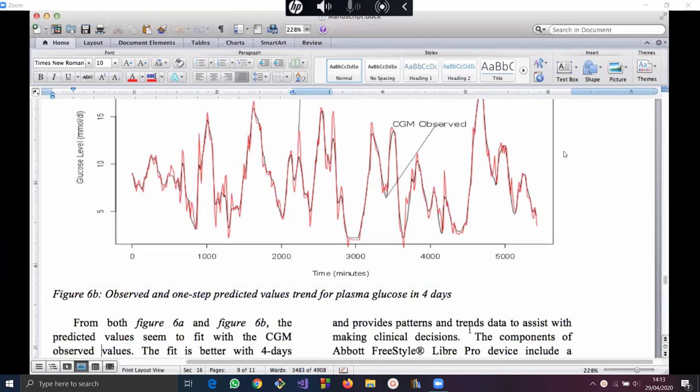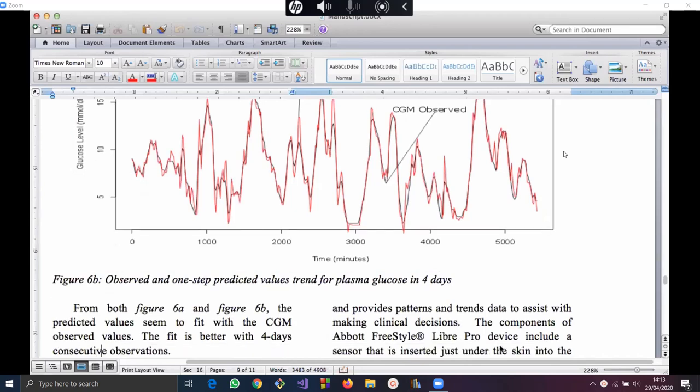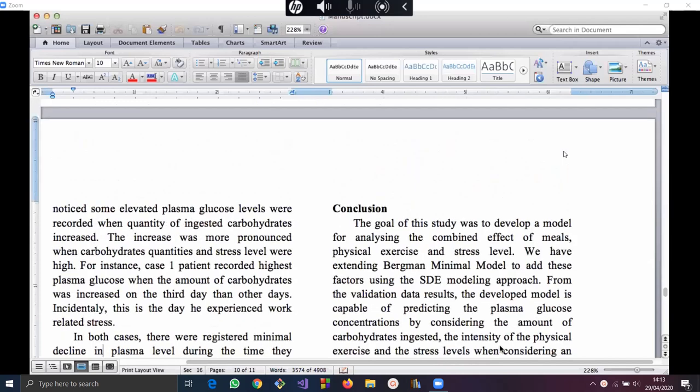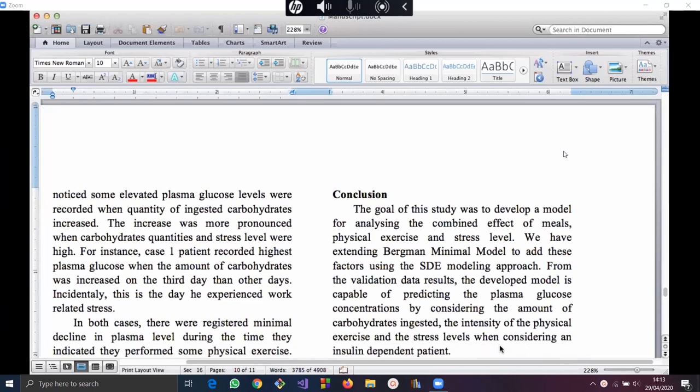Together with colleagues of mine, you try to do some of these things, and then we concluded that the goal of this study was to develop a model for analyzing the combined effect of this. We have extended the Vega model to add these factors, which then becomes something that can be done. So the starting point always is actually saying there's something here, and we are saying by extending.